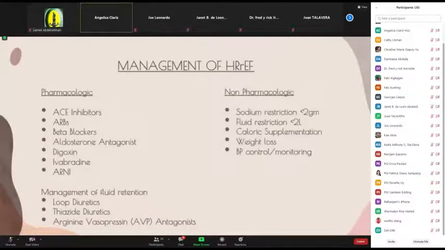For the non-pharmacologic management, ensure sodium restriction of less than 2 grams per day, fluid restriction of less than 2 liters, caloric supplementation, weight loss for those na overweight, and BP control or monitoring.